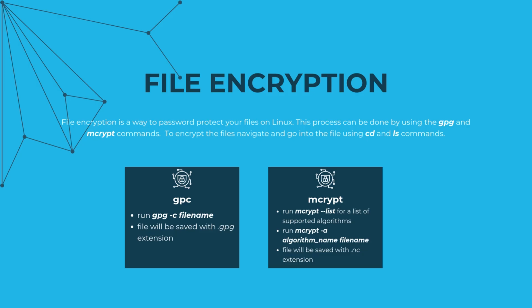You can check out available options by typing mcrypt --list. To encrypt, you'd use something like mcrypt -a algorithm filename, and it outputs a .nc file. That's your encrypted version. Now, one thing to remember, encryption only works if you keep your passwords secure.